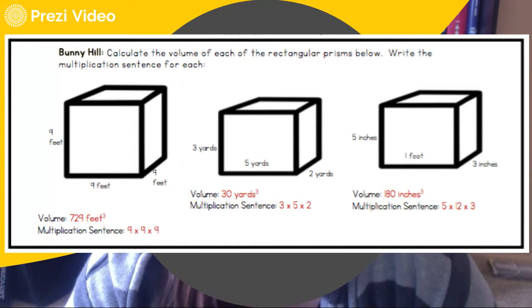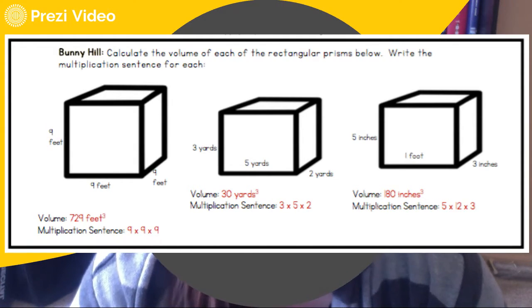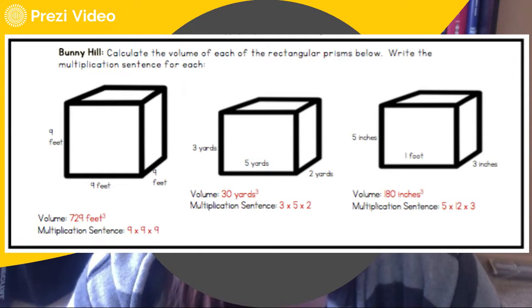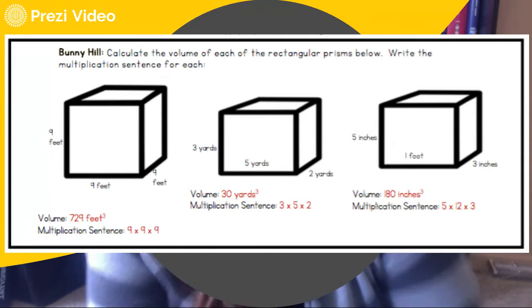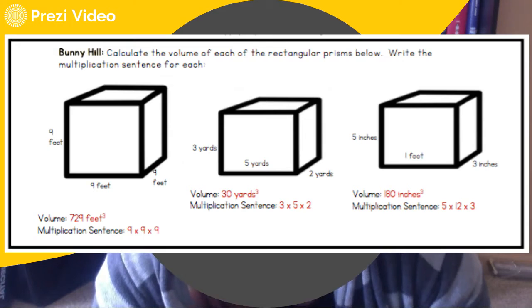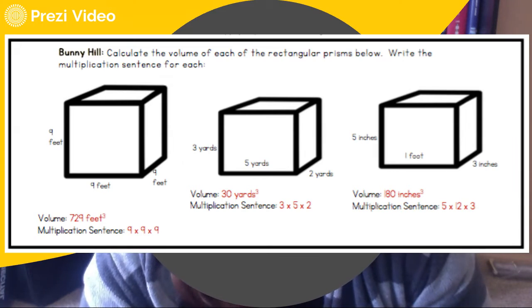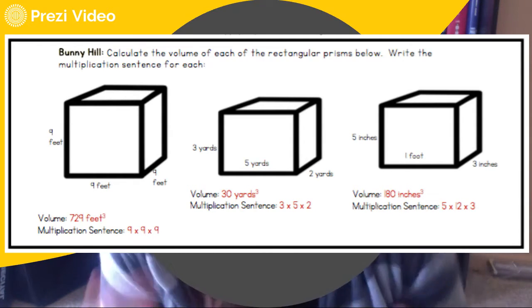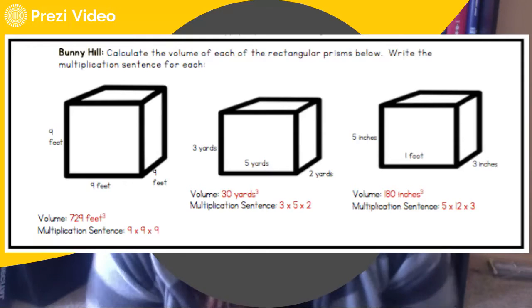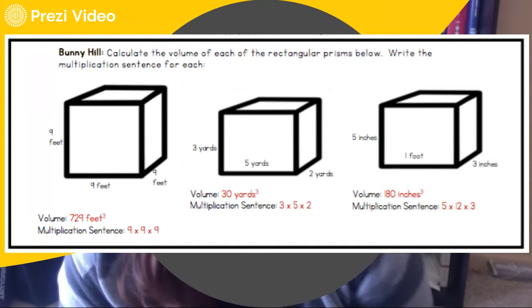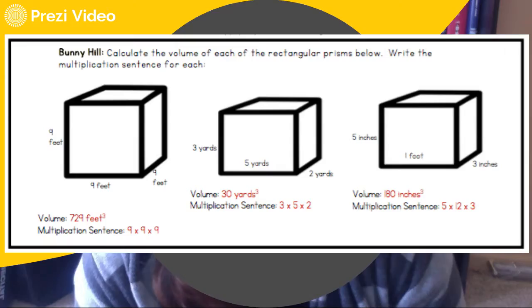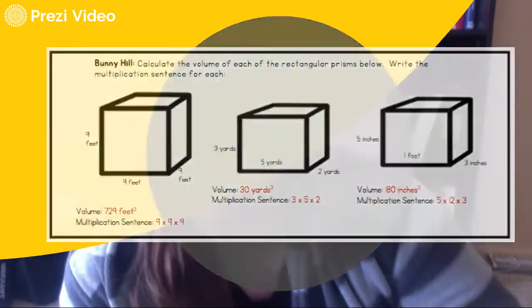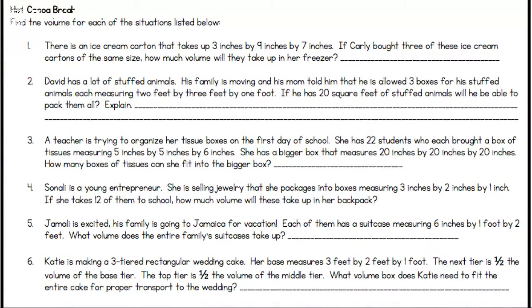Our multiplication sentence is 3 times 5 times 2. Number 3, our volume is 180 inches cubed. Our multiplication sentence is 5 times 12 times 3. This one you might be like, why is it times 12? Remember, the first thing you should do in any volume question is look, are my units the same? Because if they're not, you need to start with conversion instead. Moving on to our hot cocoa break.